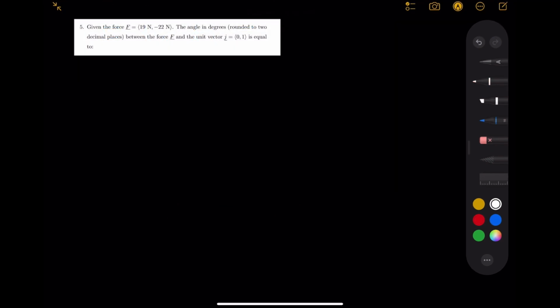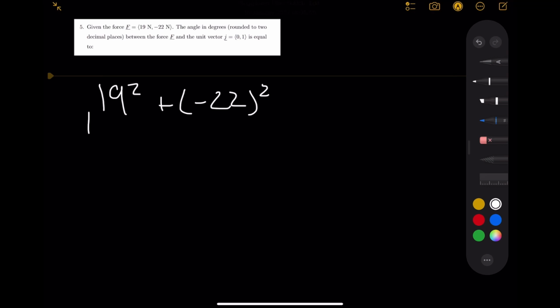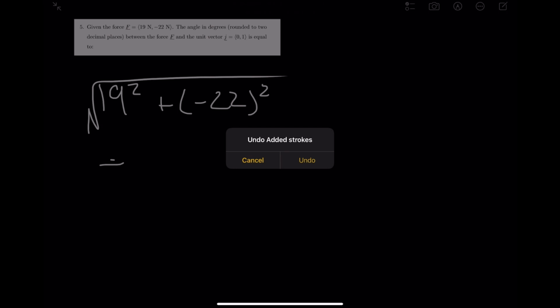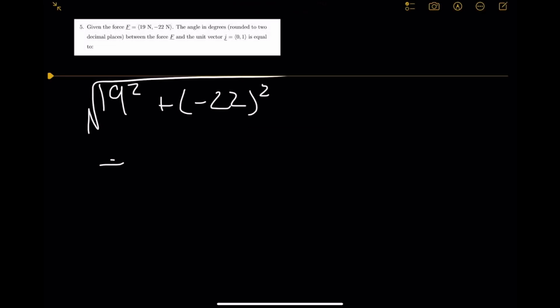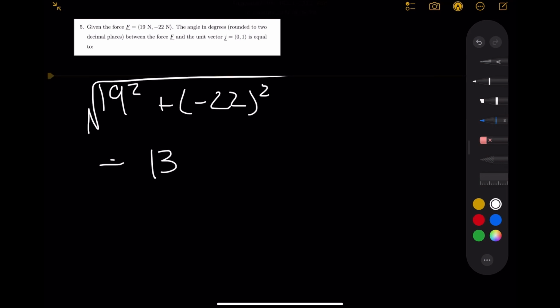So this question over here is pretty much the same as question 4. It's just that we want the angle between the force F and the unit vector J, which would be a Y component. So first of all, we'd start off by getting our resultant force, and it's pretty straightforward. Square all this and take the square root, which is equal to 13 square root 5, and this over here is your resultant.